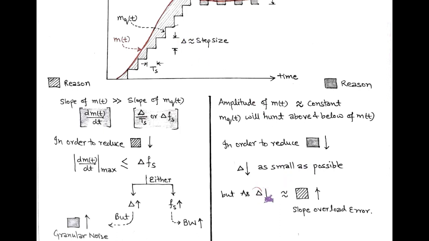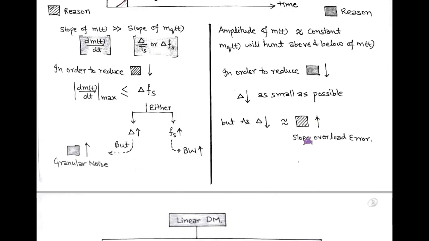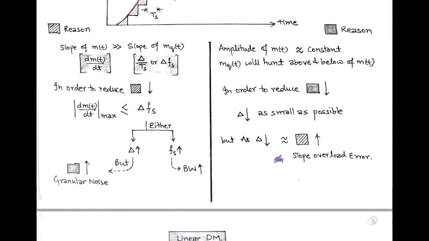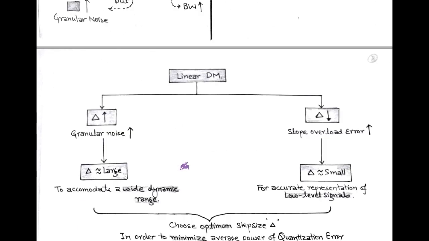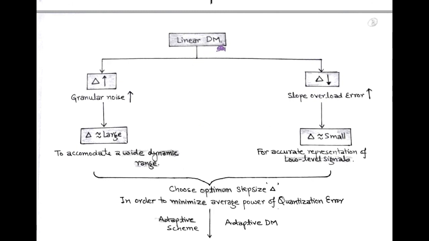But when delta reduces, it will increase the slope overload error. Also, to reduce slope overload distortion, step size must be increased, but this will again increase the granular noise. Also, bandwidth increases as the sampling frequency increases. Now, there is a requirement of modification in delta modulation technique.